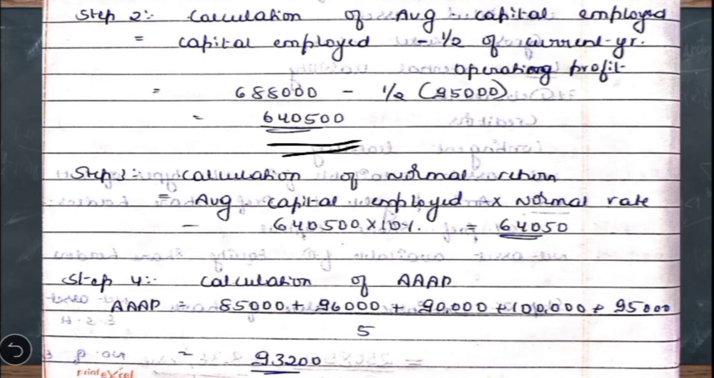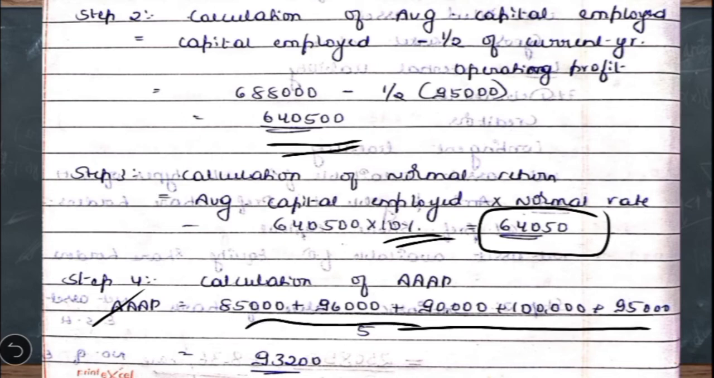And then in step 3, we are going to calculate the normal return. So it is average capital employed into normal rate of return. Here in this question it is given that it is 10%. Normal rate of return is 10%. So we get 64,050 as the normal return. Then we are going to calculate the adjusted average annual profit. In this question they have not given adjustment for abnormal losses or non-operating or non-recurring expenses or income, nothing like that. So what we are going to do, we are going to take the total profit for 5 years, and then divide it by 5. We get an adjusted average annual profit of 93,200.